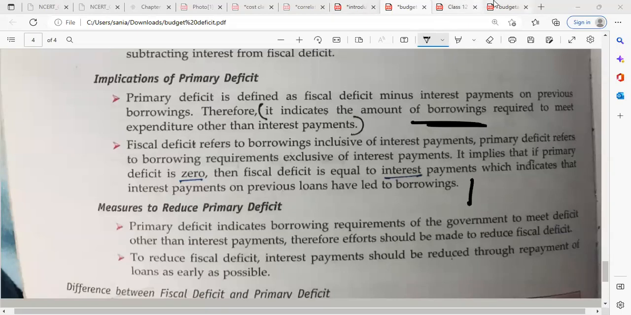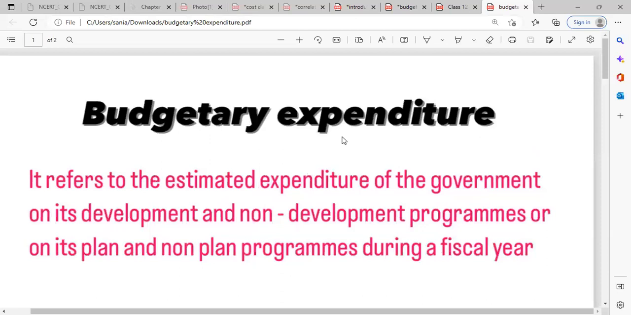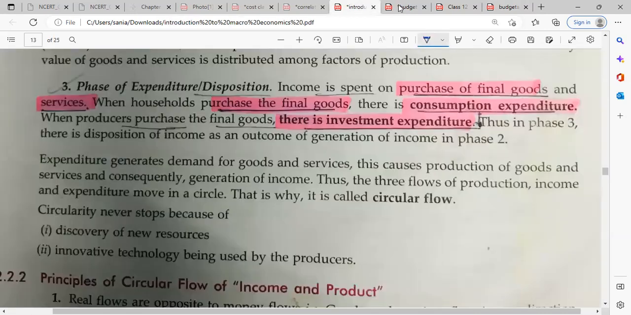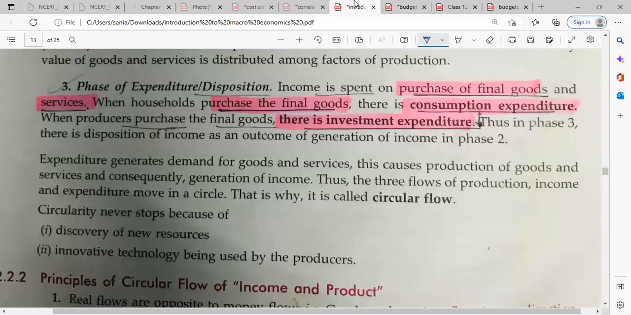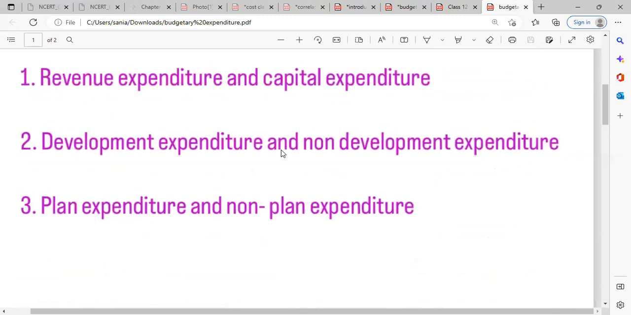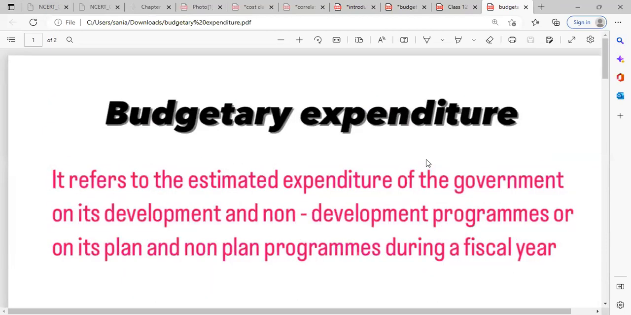Okay. Now one more thing. This budgetary expenditure. We did the revenue part, capital revenue and that, but we didn't do the budgetary expenditure. You remember? We only discussed revenue. We didn't do expenditure in detail, like what is revenue and what is capital. So today we'll be doing that. It's very important.